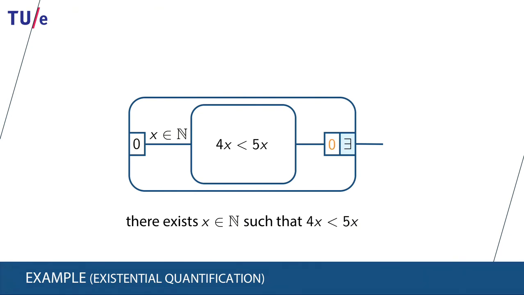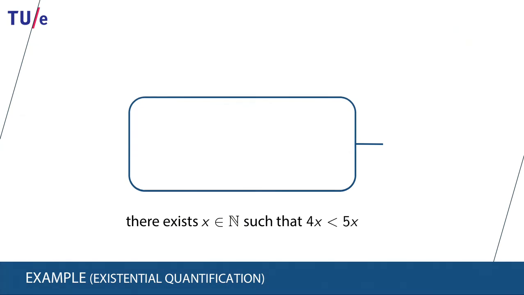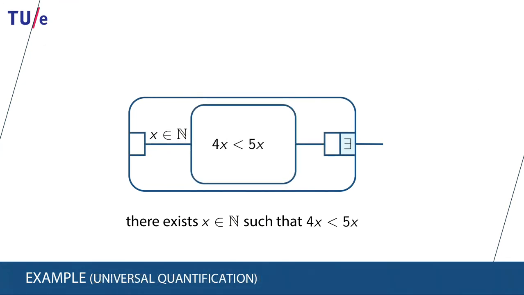Although 4x less than 5x evaluates to false if x is equal to 0, there are other natural numbers x for which 4x less than 5x does evaluate to true. So the device associated with there exists a natural number x such that 4x is less than 5x produces a 1. Let's consider one more example with existential quantification.